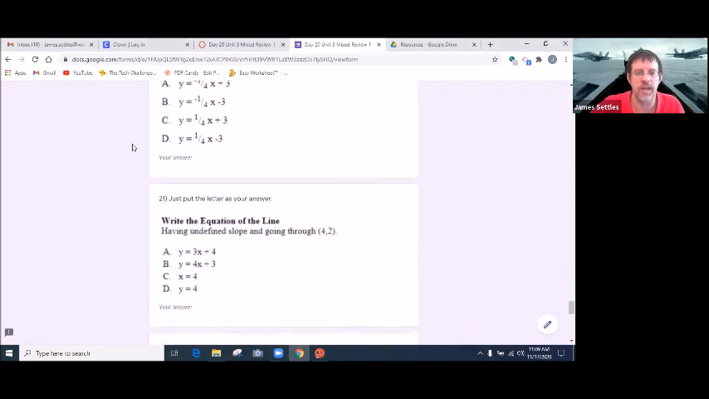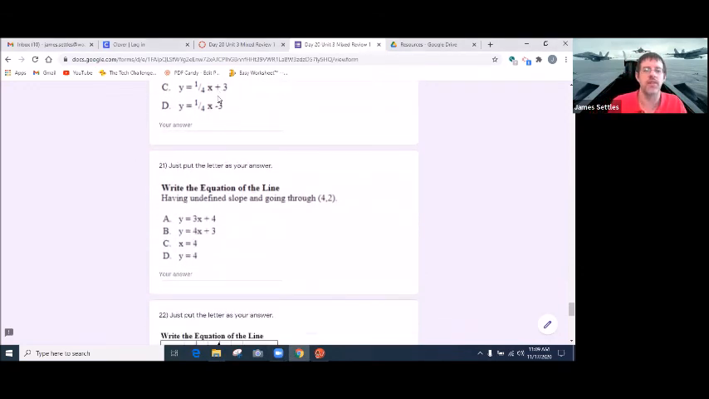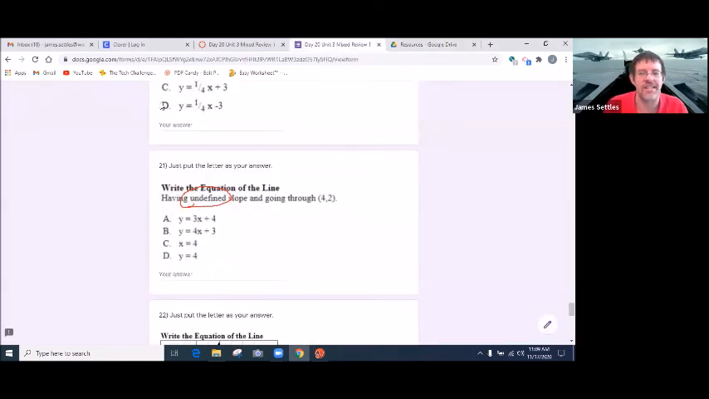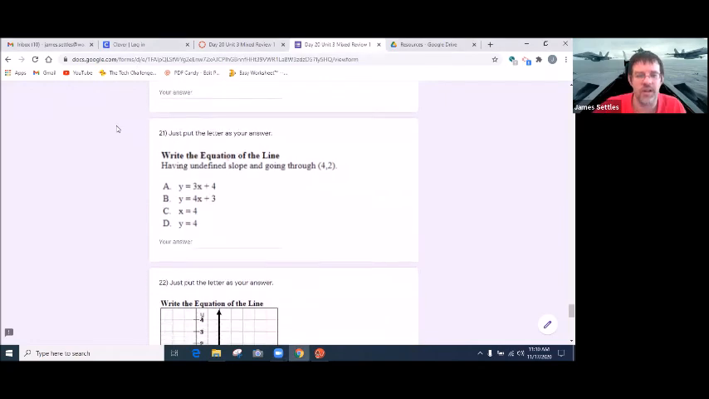Okay, 21 is going to be quick because 21 is undefined. Anytime we see undefined, undefined connects with VUX, and so that is the X. So it's everything X. I see some of you already putting answers. That's awesome. So it can't be anything with a Y. And notice that it's X equals and the X coordinate. It's everything X.